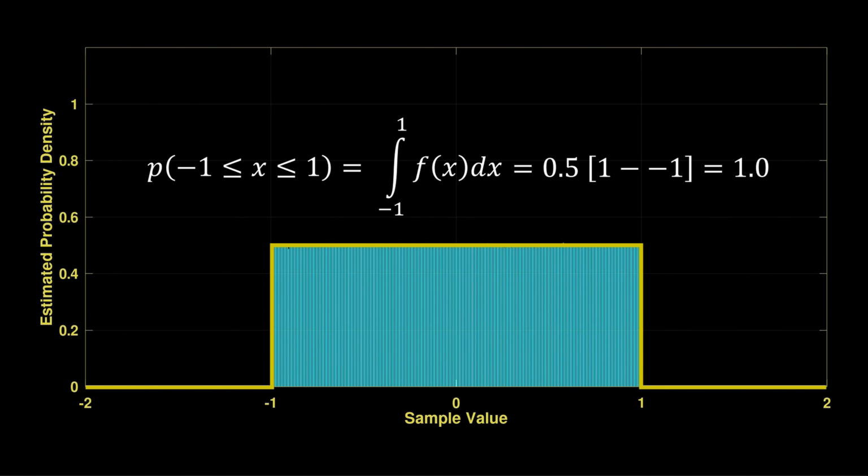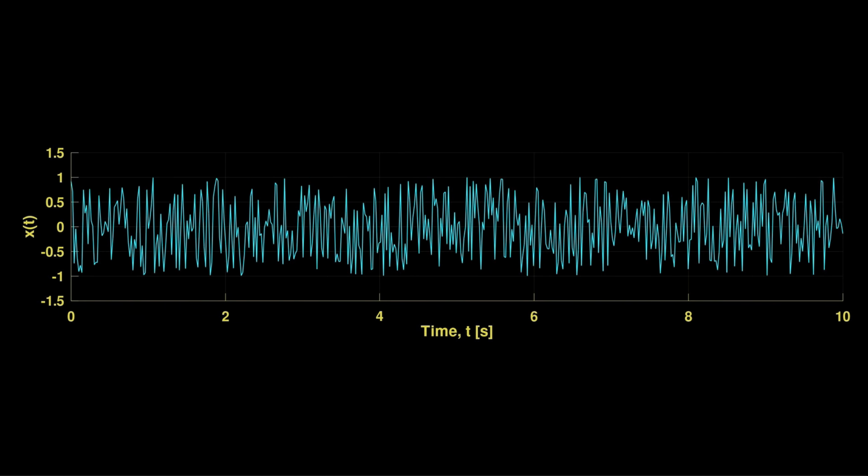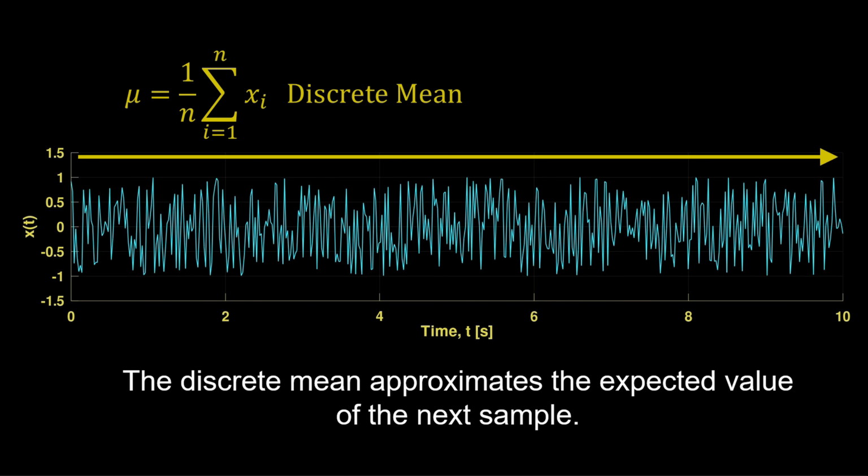So far we've looked at the probability of a sample falling into an interval. Now consider our previous noisy signal. If we take an additional sample in the series, what value should we expect to get? If we assume the statistics of the process that generated this signal do not change with time, then we can estimate the expected value of the next sample from the mean value of the given data set.